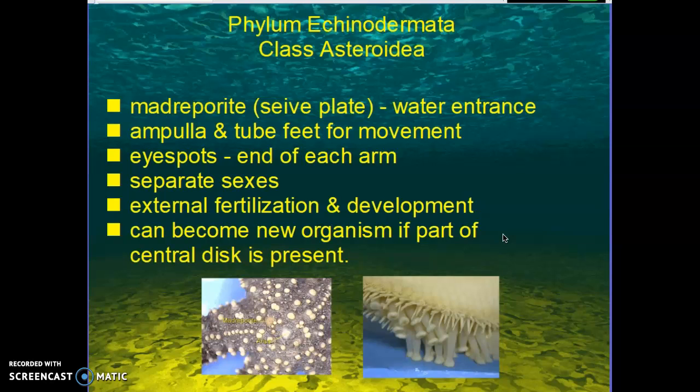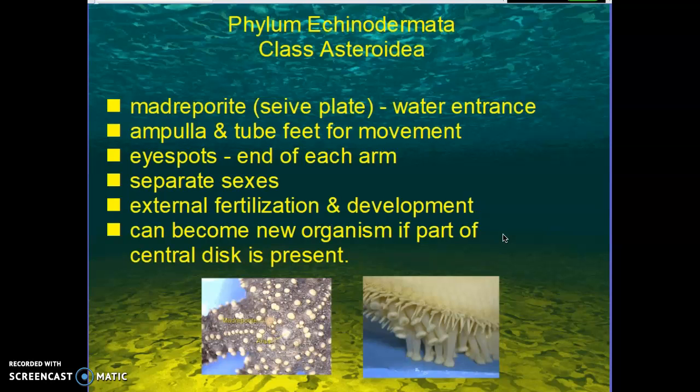And what's cool about them is they have an eye spot on the end of each arm. Can't really see very well, but it's more for like detecting light and things around them. There are separate male and female starfish, but when you look at their gonads on the inside, you can't tell the difference between male and female because they look so similar. And everything is done externally. So they release their sperm and egg into the water, and then the babies develop outside of the mother.